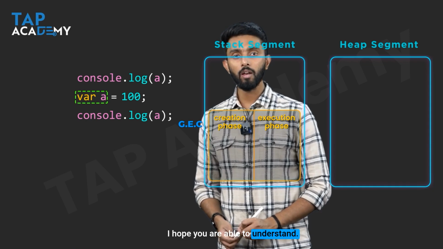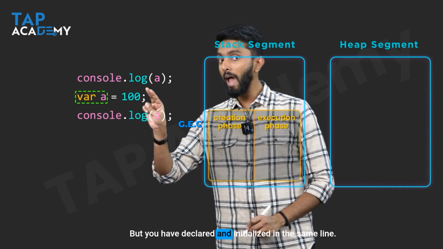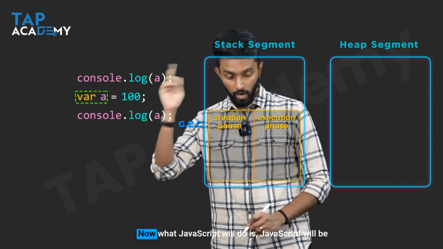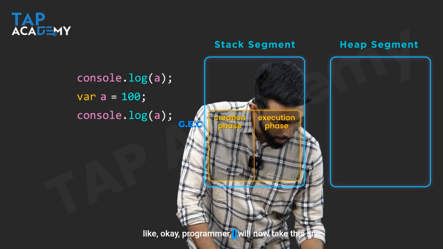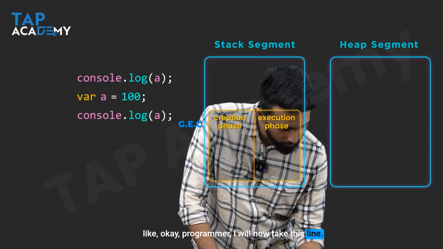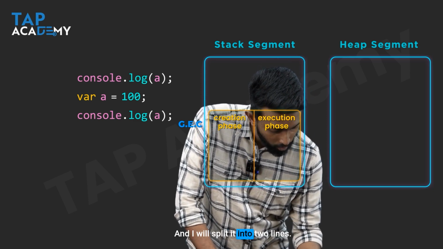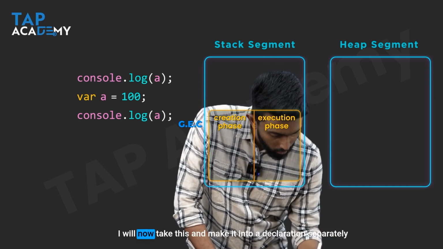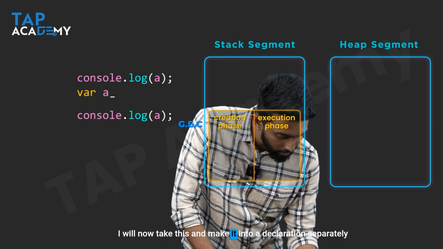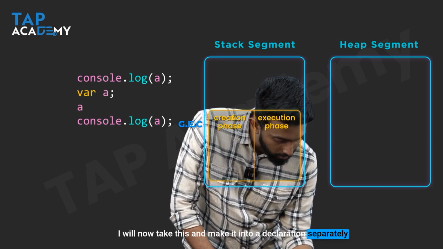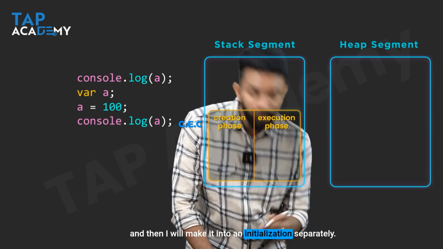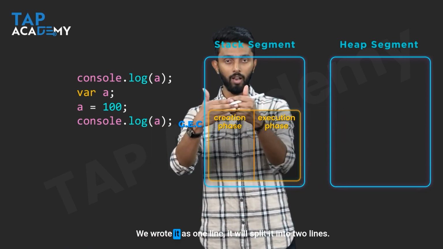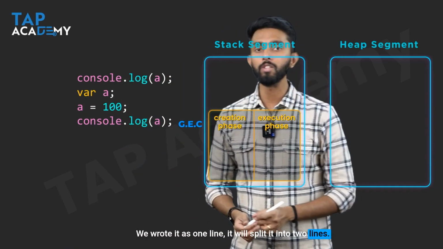I hope you're able to understand. But you have declared and initialized in the same line. Now what JavaScript will do is, JavaScript will be like, okay, programmer, I will now take this line and split it into two lines. I will make it into a declaration separately, and then an initialization separately. We wrote it as one line, it will split it into two lines.